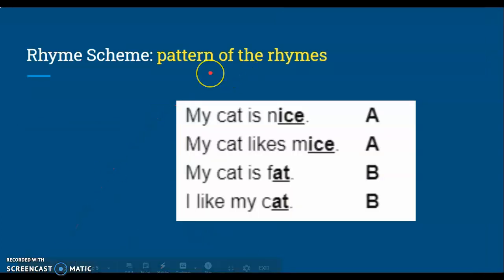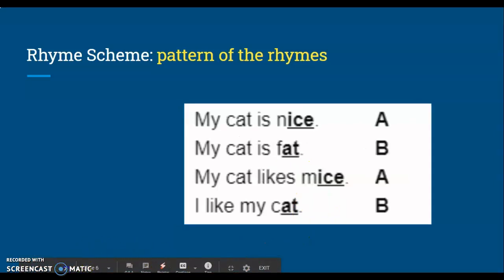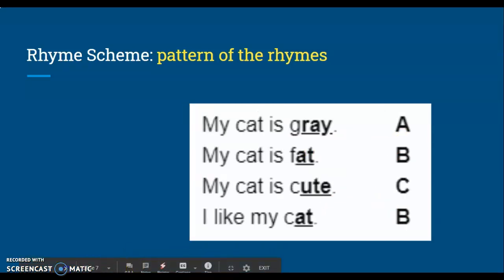All right, we looked at rhyme scheme yesterday. We talked about how this poem has a rhyme scheme of A, B, B. Why? Because the first 2 lines end with words that rhyme, and the last 2 lines end with words that rhyme. This one has an A, B, A, B. Why? Because the first and the third line rhyme with each other, and the second and the fourth line rhyme with each other. So they get labeled with the same letter.